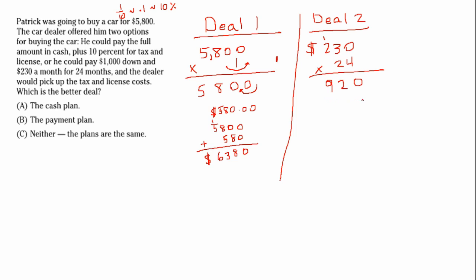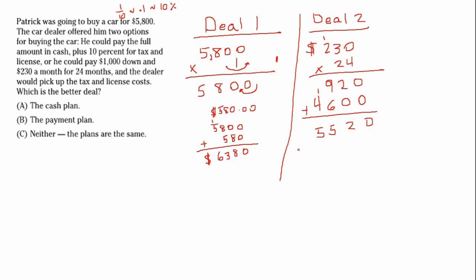In multiplication, whenever you start a new row, you add a 0. 2 times 0 is 0. 2 times 3 is 6. 2 times 2 is 4. Let's add this up. 0 plus 0 is 0. 0 plus 2 is 2. 9 plus 6 is 15. Carry the 1. 4 plus 1 is 5. So this is the cost for the $230 over 24 months.